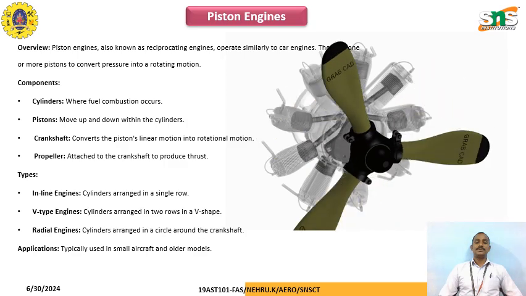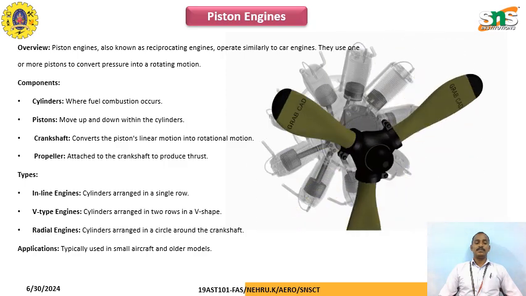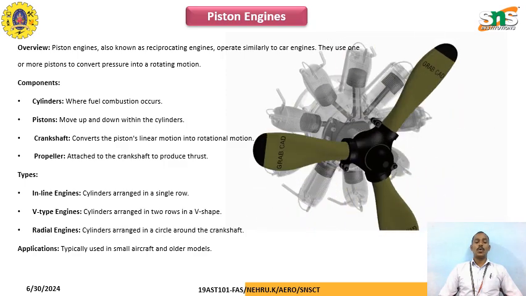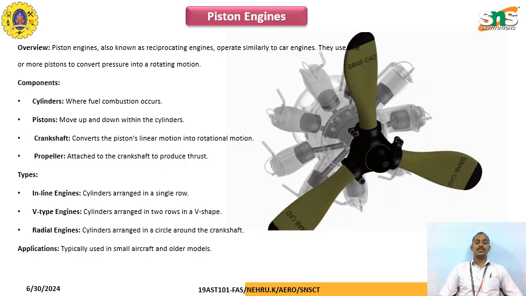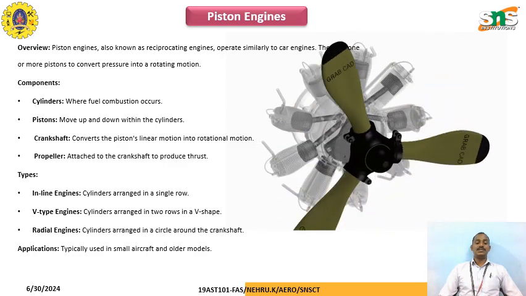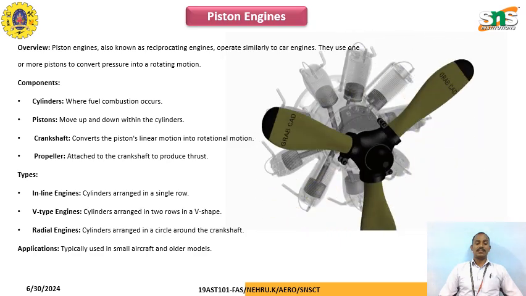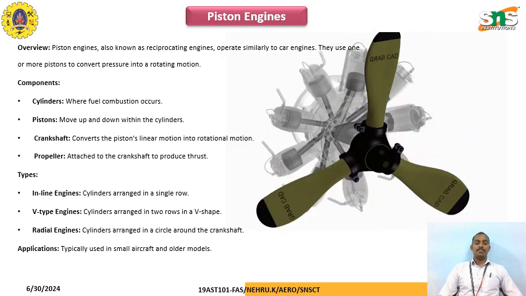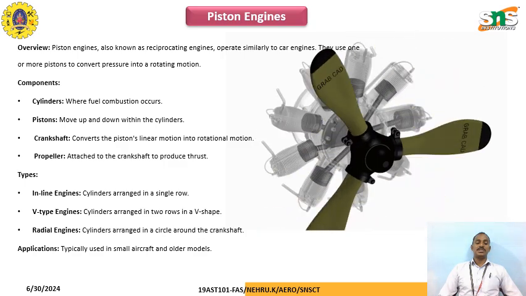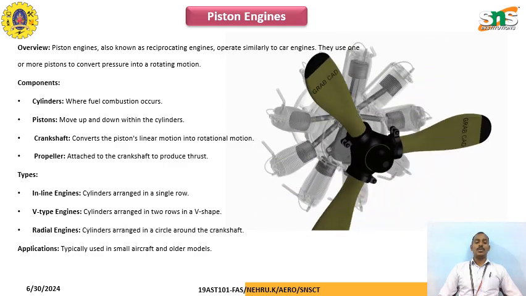The various types of piston engines are inline engine, with cylinders arranged in a single row; V-type engine, with cylinders arranged in two rows in a V shape; and radial engine, with cylinders arranged in a circular pattern around the crankshaft. The major application of the piston engine is in small aircraft and older models.